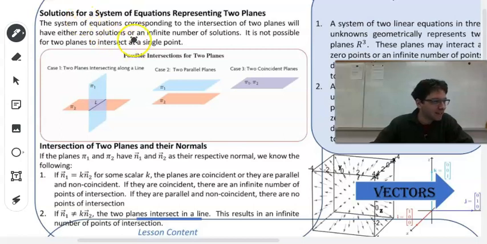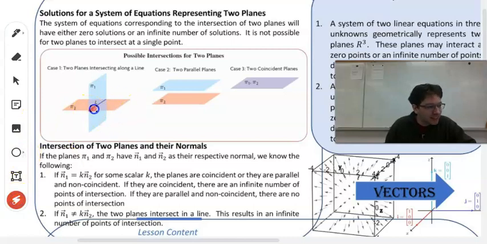So today's lesson, 9.2, intersection of planes. In this diagram here, I'm showing you three different possibilities for the intersection of two planes. We're going to start with two planes, then we're going to also look at three planes. So one possibility is that they intersect, but notice when they intersect, they don't intersect in a point, they intersect in a line. So that's an infinite number of points.